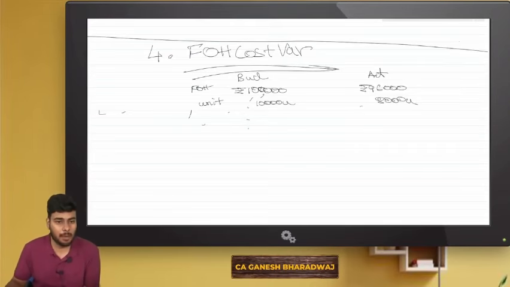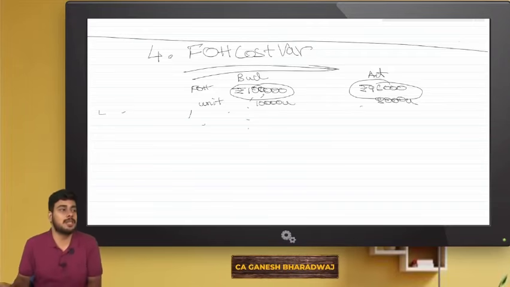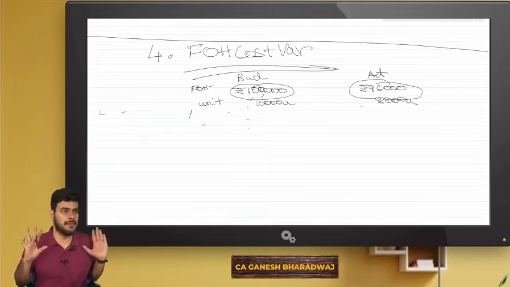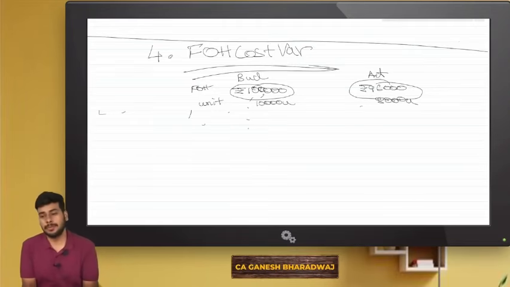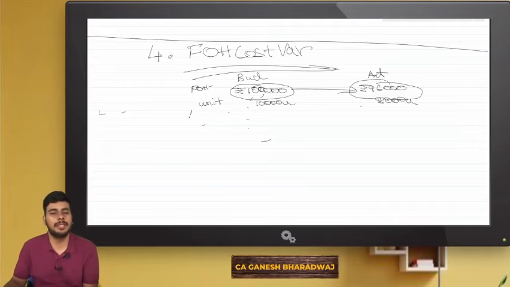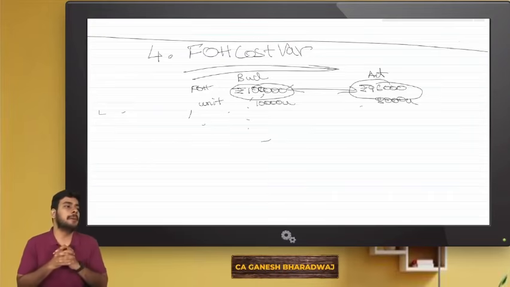But in this, there is only one difference. This entire 1 lakh and this entire 96,000 are fixed overheads only. Now, you tell me, can I compare this 1 lakh with 96,000?